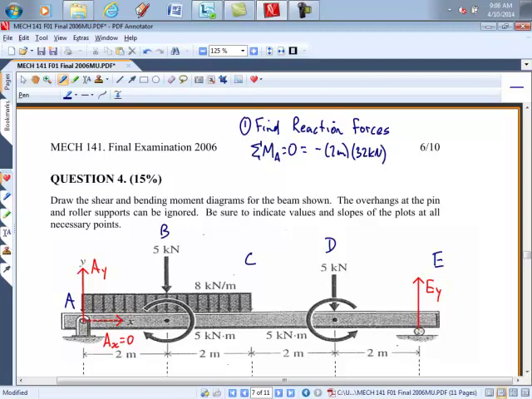Next thing we have is this 5 kilonewtons, also producing a negative moment. So minus, and that's also at 2 meters, 2 meters, 5 kilonewtons. And then at point B, we also have this couple moment. Positive or negative? Negative. It's clockwise, so that's going to be minus 5 kilonewton meters.